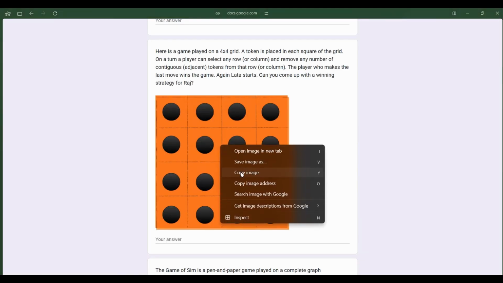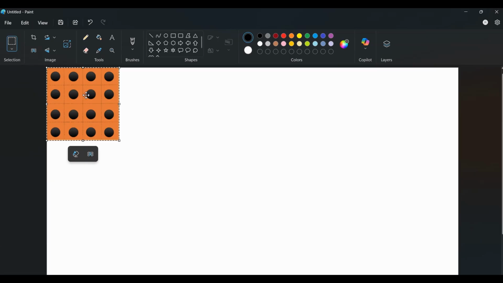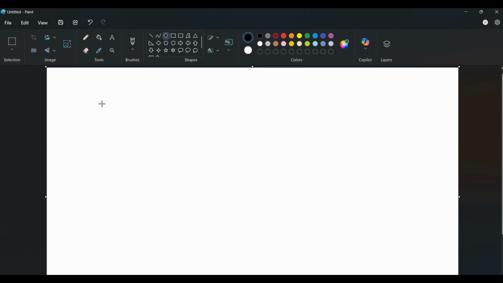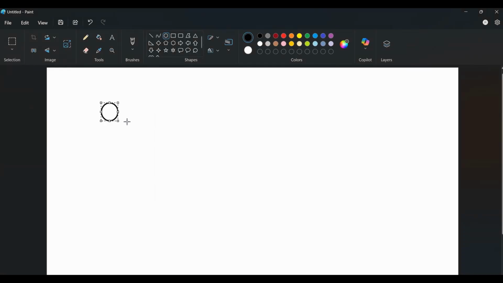So instead of taking a forward approach, analyzing what moves Lata can make and what moves Raj can make after that, and so on, we can do a backward analysis. So we want to come up with a winning strategy for Raj. Okay, let's say I'm Raj and this is the token I'm left with. All other tokens have been removed and I'm left with a single token.